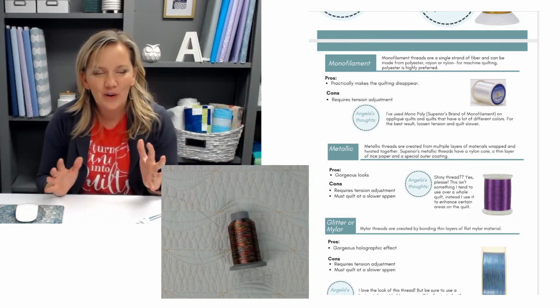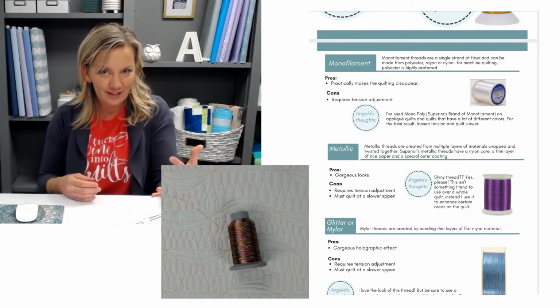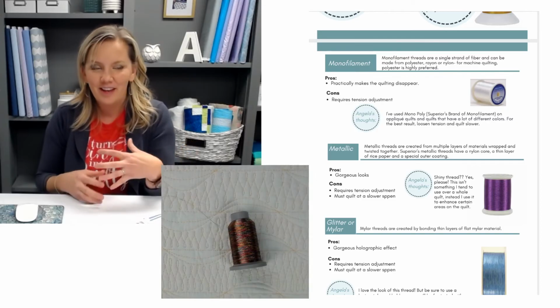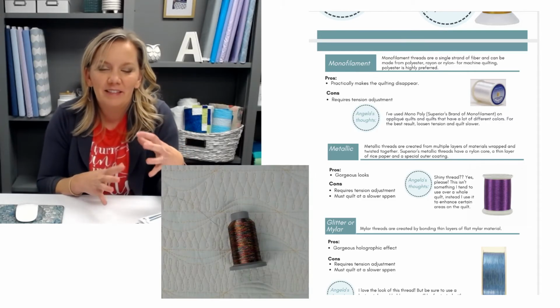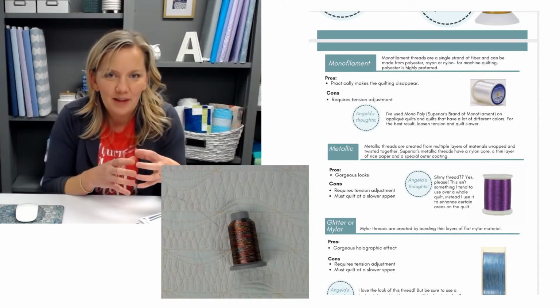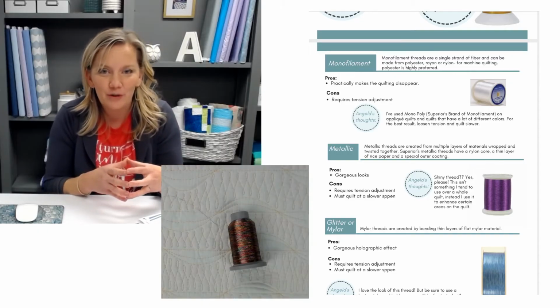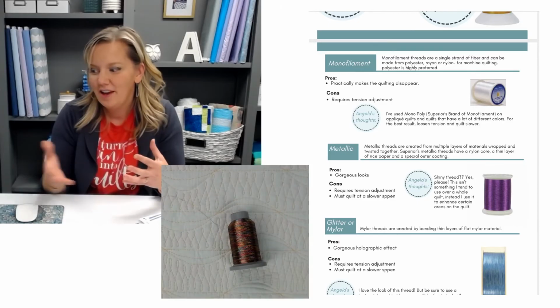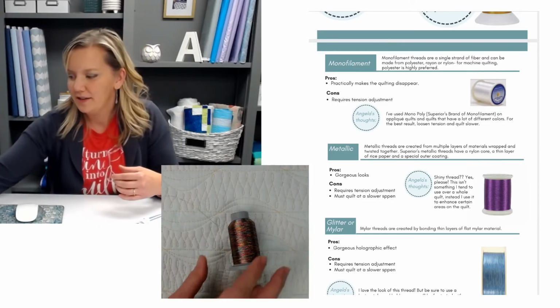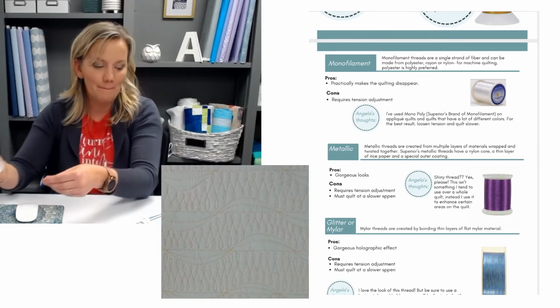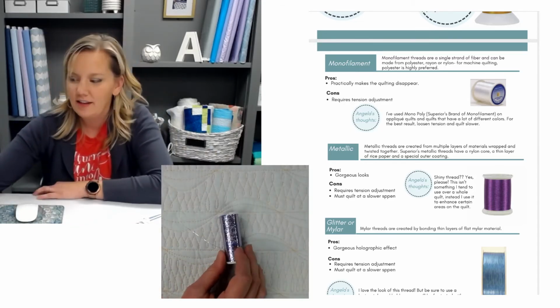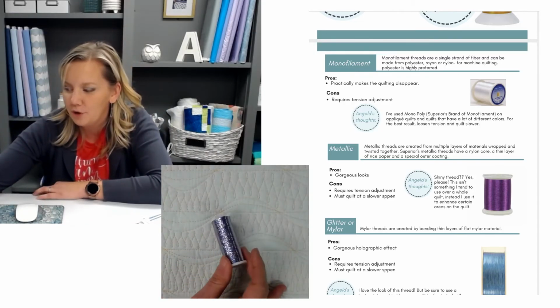So as you are learning how to machine quilt, again, I can't stress this enough, stay within less finicky threads, that 40 to 50, maybe even 60 weight, stay there. But then once you feel comfortable and you're ready to really experiment, you can really have some fun with threads. So metallic thread. Another one is mylar. So check this out. Oh my gosh, so pretty, right?